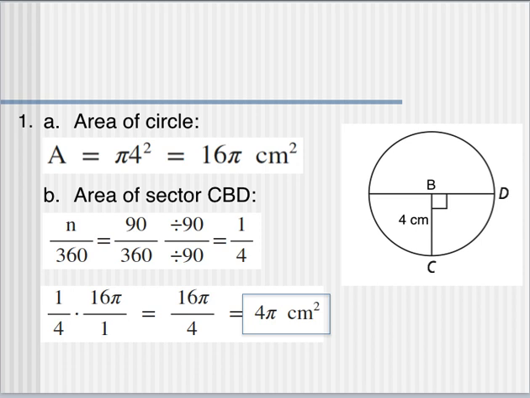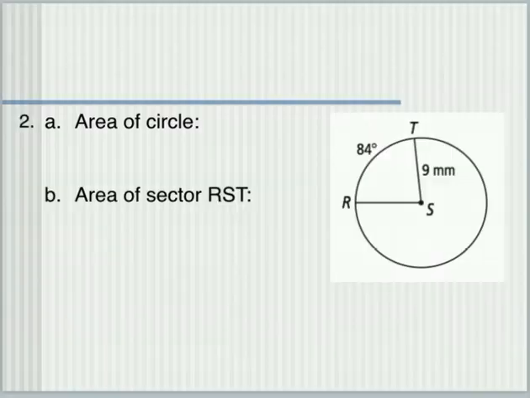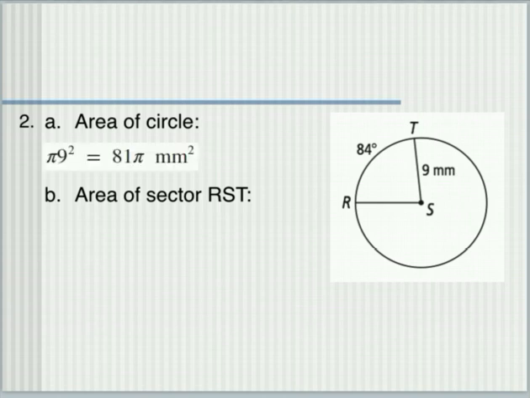Pause the video here and try question 2. First, you found the area by plugging in the radius. Then you made your n over 360 fraction, 84 over 360.